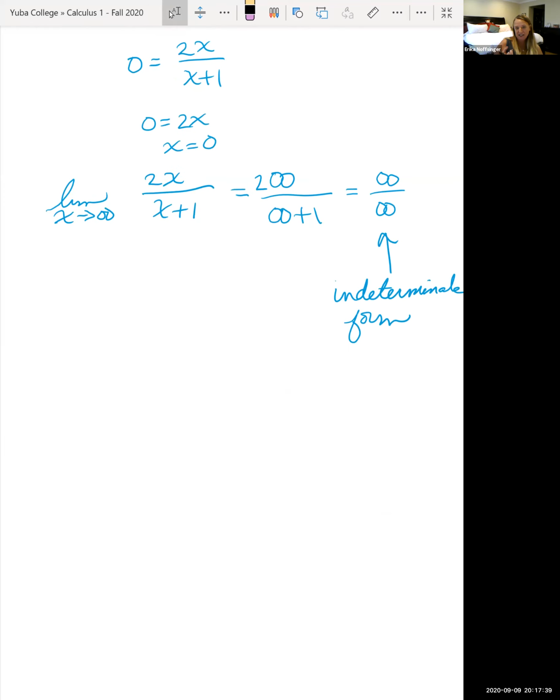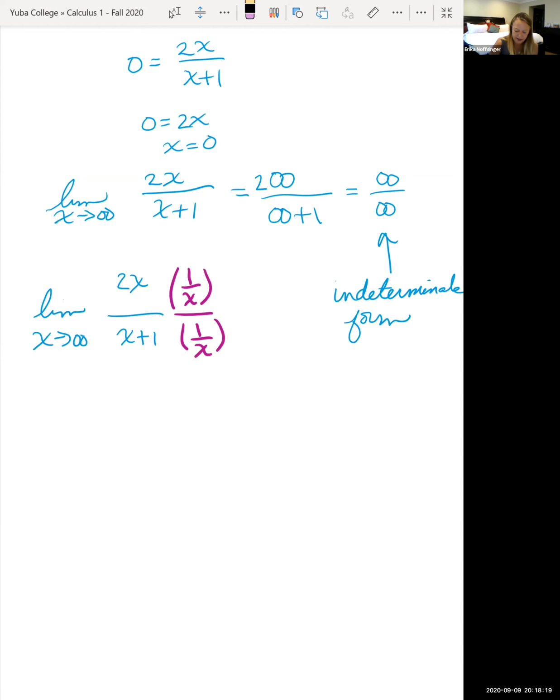You're going to look at the highest degree. The term here with the highest degree is just x, or 2x. What we want to do is divide both the numerator and the denominator by that value, in our case by x. So we're going to multiply this by a fancy 1. We're going to look at the limit as x is going to infinity of 2x all over x plus 1. I'm going to multiply the numerator by 1 over x, and I'm going to multiply the denominator by 1 over x.